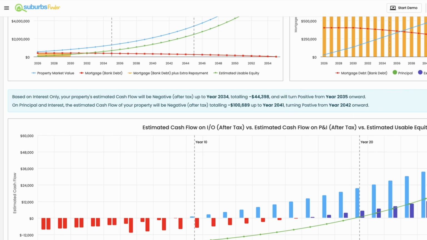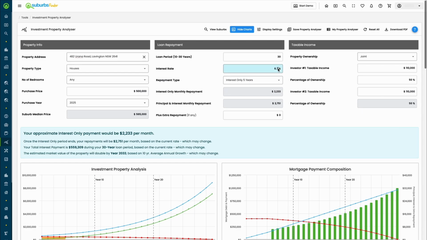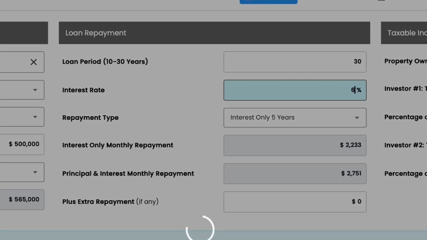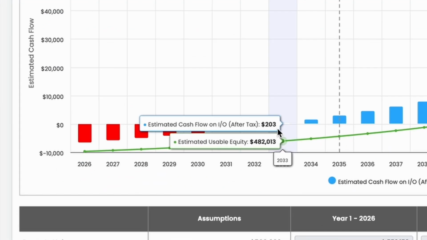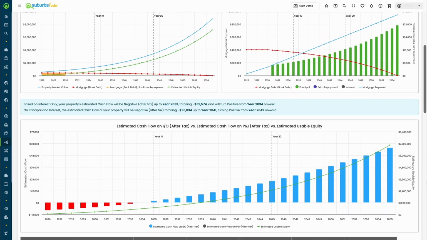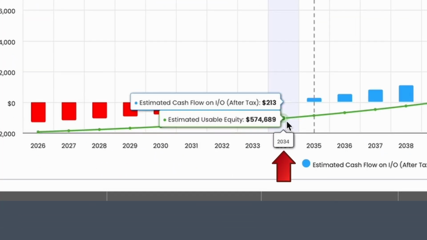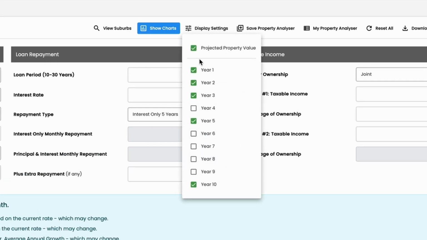This isn't guesswork. It shows your total negative cash flow in dollars and the exact year it flips into the green. Stress test it by adjusting the interest rate. Lower from 6.7% to 6% and you might hit positive cash flow in 2033. Bump it to 6.5% and it might not turn positive until 2044. The box updates automatically.